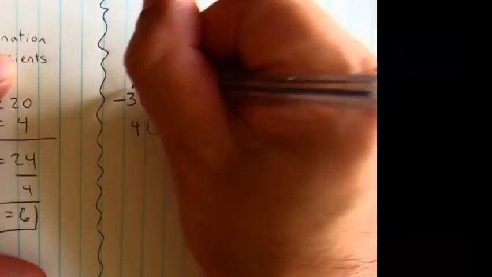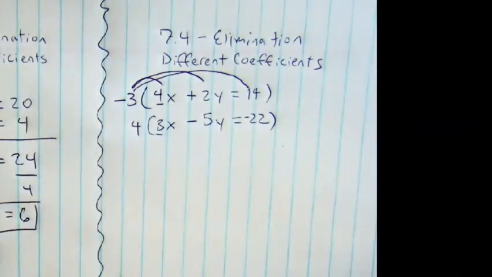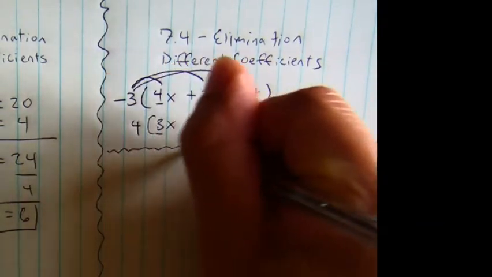So let's go 1, 2, and then all the way over to our last number 2. Make sure you multiply every number that's in the equation. And then we're going to transform the equation. So now on the bottom, we're going to write down a brand new system.